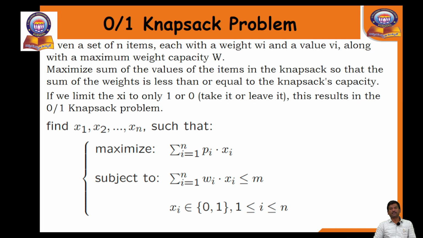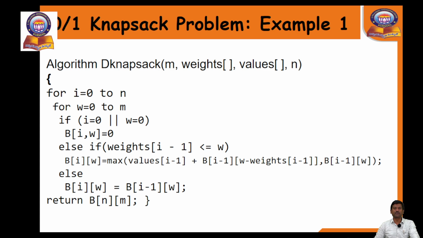That is, find the items x1, x2, x3, etc. such that the profit is maximized by considering the equation sum of pi xi, where i equals 1 to n, subject to the condition that it does not exceed the maximum knapsack capacity, given by sum of wi xi less than or equal to m, where i equals 1 to n. Subject to the condition that either you drop the item or pick up the item, given by xi belongs to 0 or 1, where i ranges from 1 to n.